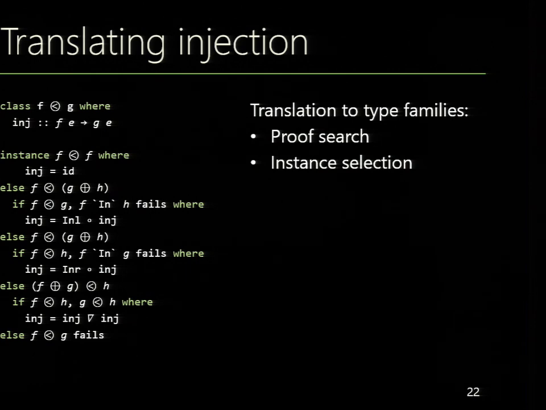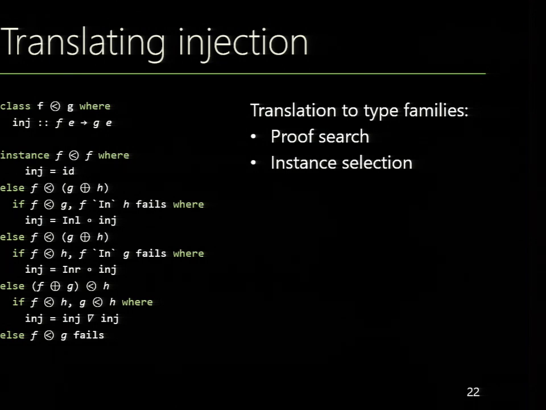Skip the slide. When I translate this to type families, I have to tease apart two components of what's going on here. On the one hand, I have proof search, right? That's the backtracking process I just hand-waved my way through. When I can figure out which path through these instances I need to inject a particular thing into something else, maybe I have to use this case, and then that case, and then this case again, and then that case, and I'm done. So I can think of that as a witness or a proof.